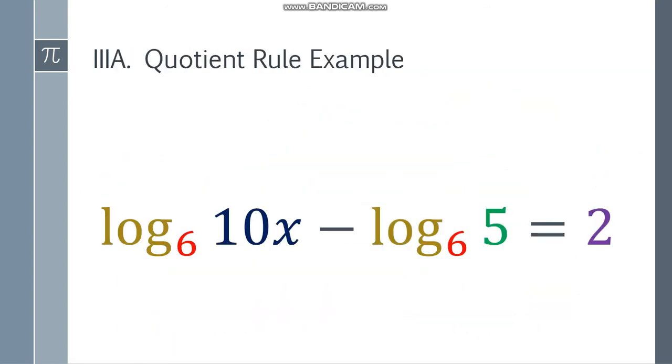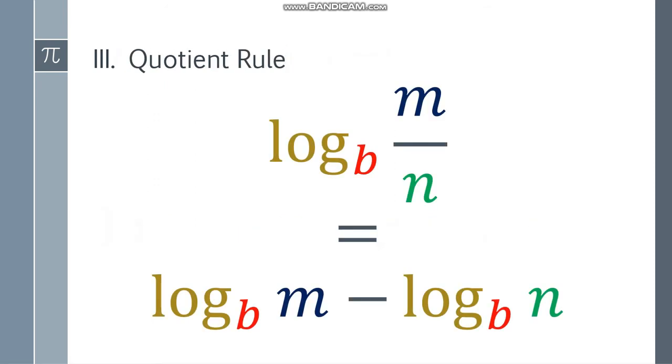Alright, so let's move on to quotient rule. For example, we have log base b of m minus log base b of n. A while ago, we talked about adding logs. How about if we are going to subtract logs? If it's subtraction, we use the quotient rule. So that will be log base b of m over n, if and only if they have the same base.